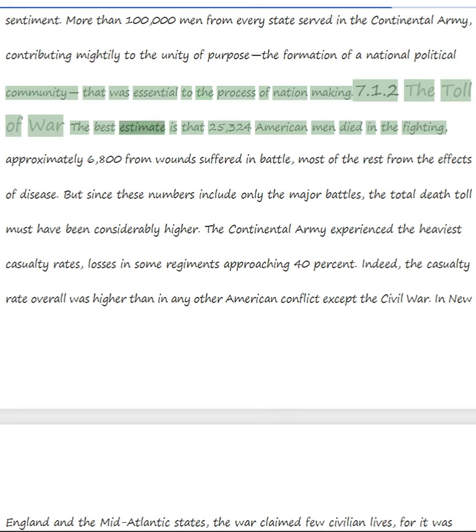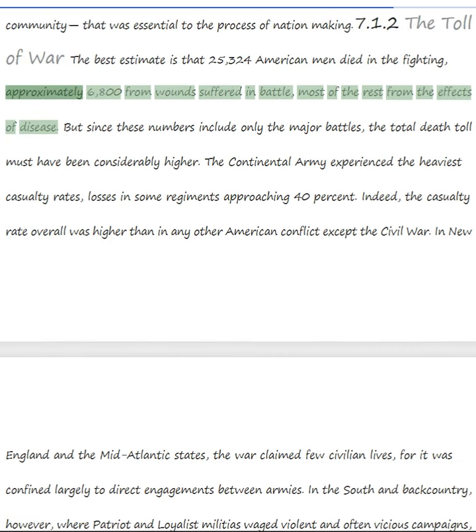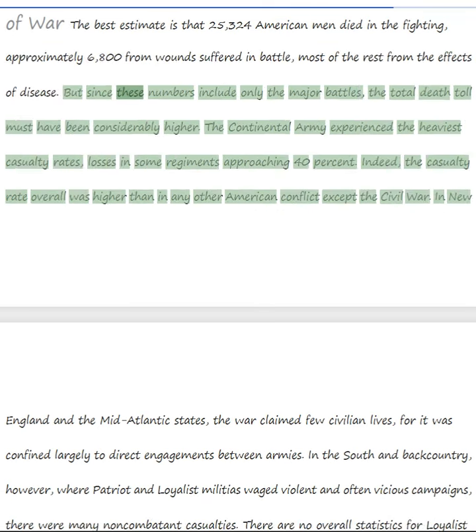7.1.2 The toll of war. The best estimate is that 25,324 American men died in the fighting. Approximately 6,800 from wounds suffered in battle, most of the rest from the effects of disease. But since these numbers include only the major battles, the total death toll must have been considerably higher. The Continental Army experienced the heaviest casualty rates, losses in some regiments approaching 40%. Indeed, the casualty rate overall was higher than in any other American conflict except the Civil War.